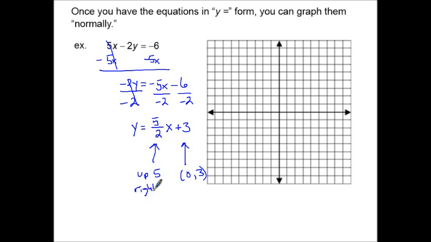Okay, now there's going to be one kind of magical wrinkle that happens here, but let's get there when we get there. 0, 1, 2, 3 is my starting point, and I'm going to go up 5, 1, 2, 3, 4, 5, and right 2, so I'm right here, but notice I very quickly run out of graph.